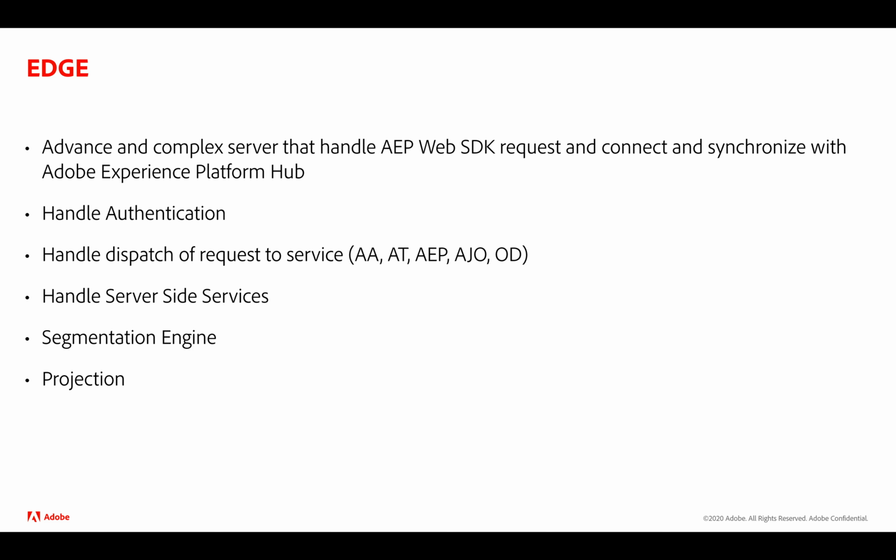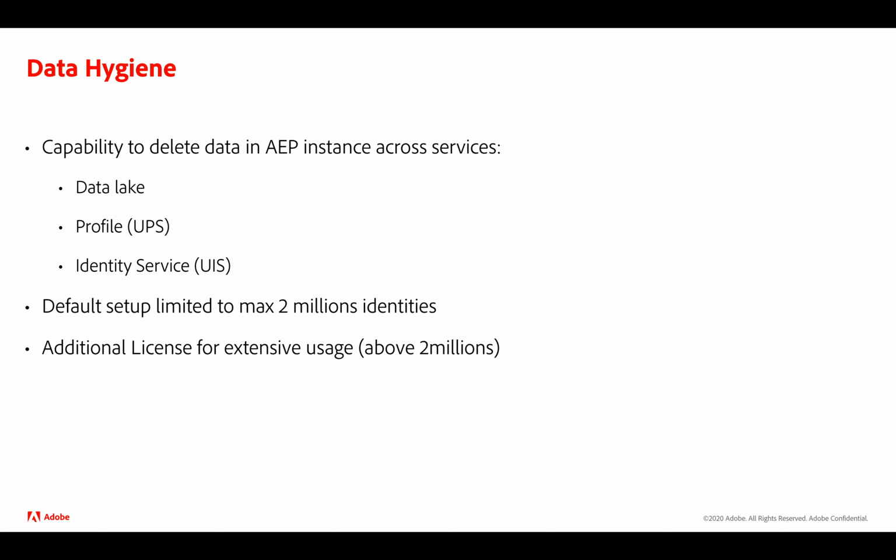We have the edge, which, as I was telling you before, is a kind of CDN living outside IP. It's part of the IP network, but technically it's living outside. It's quite advanced and complex. It's like a mini CDP in itself. It handles authentication. It handles dispatch of requests to services such as Adobe Analytics, Adobe Target, AJO, or offer decisioning. It handles server-side services. It has some identity recognition engine, and it also has a projection service to keep elements in sync between the edge and the hub. And that is the thing happening.